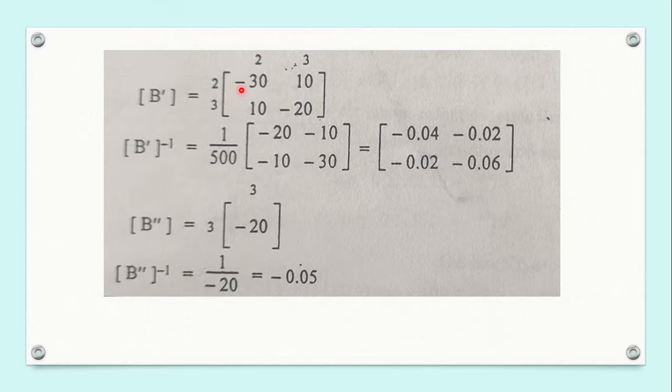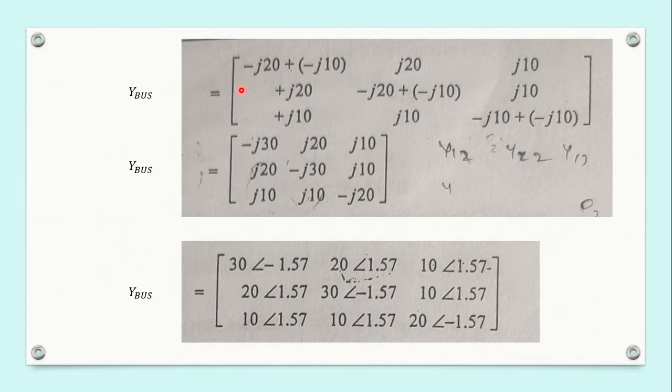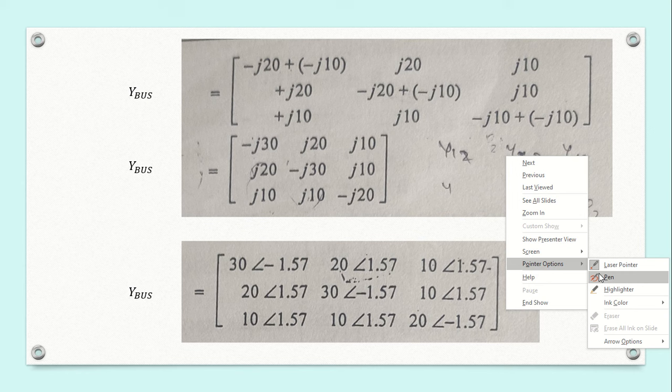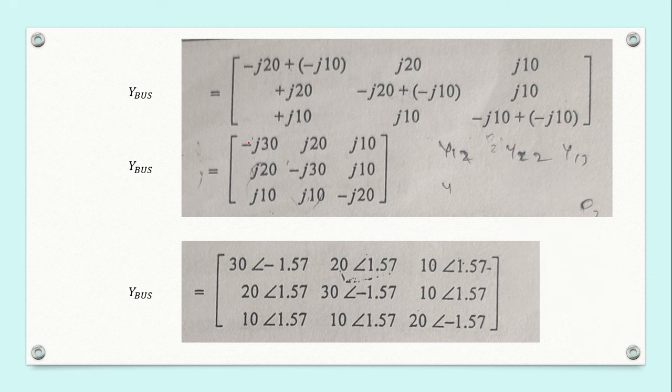So this will be the B dash matrix. So let us see how we can obtain B dash matrix. So B dash matrix is obtained by taking the imaginary part of Y bus for all buses except slack bus. So here bus number 1 is the slack bus. So we need to omit bus number 1.